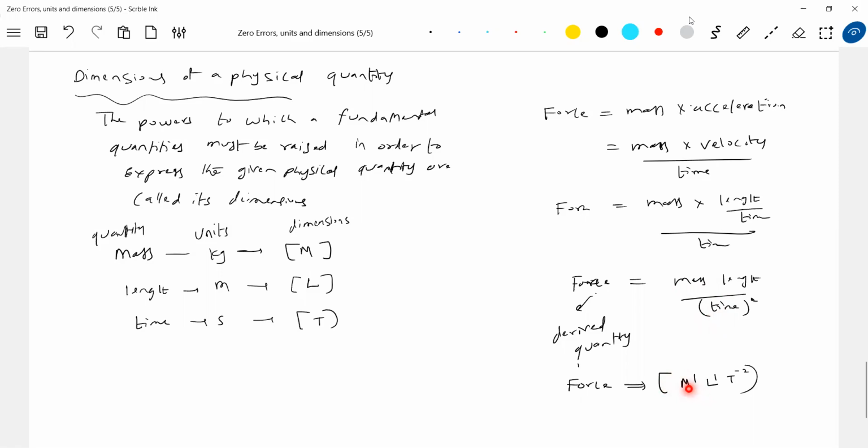So what are dimensions? M, L, T are not the dimensions, the powers are. These are collectively the dimensions. Are you getting it? Let's go for the definition: the powers to which fundamental quantities must be raised in order to express the given physical quantity are called its dimensions. So what are the dimensions here now? These are the dimensions.